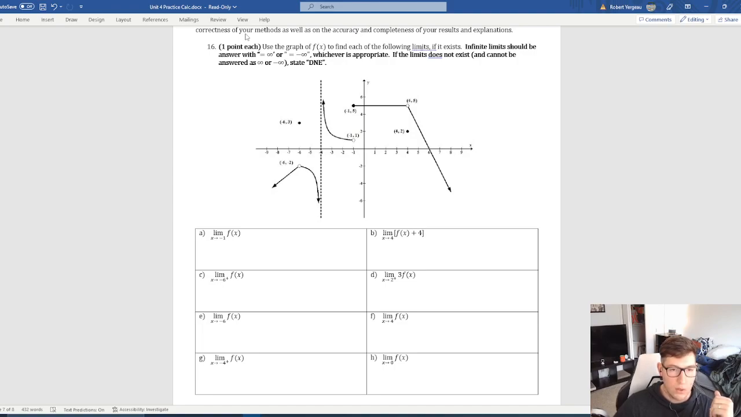X approaches -1, that's a full limit. Here's -1. From the left, we're coming into what looks like 1. From the right, however, we are up here. This is a jump. And so, right away, I can see these two limits aren't going to match. DNE. Simple as that.